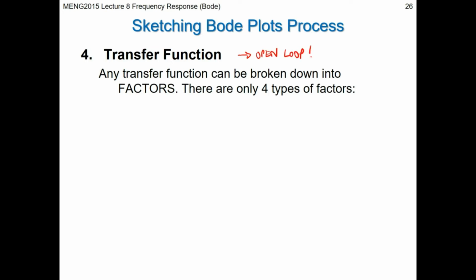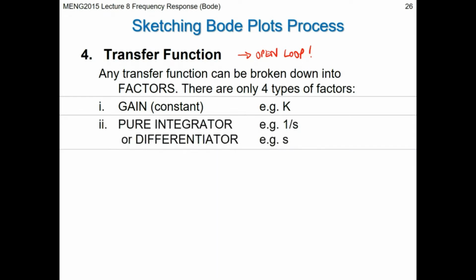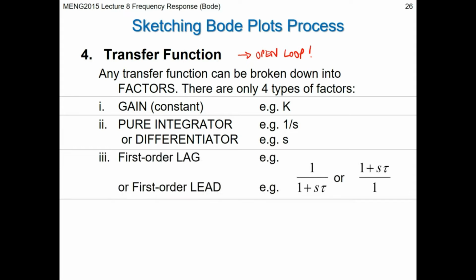So we find the open loop transfer function of our system, and then we break down the open loop transfer function into different factors. There are only 4 types of factors that we'll have in our transfer function. We could have a pure gain, which is a constant. We can have a pure integrator or a pure differentiator. So we're calling that the first, a pure element: just either an s on the numerator, for a differentiator, or an s on the denominator for an integrator.